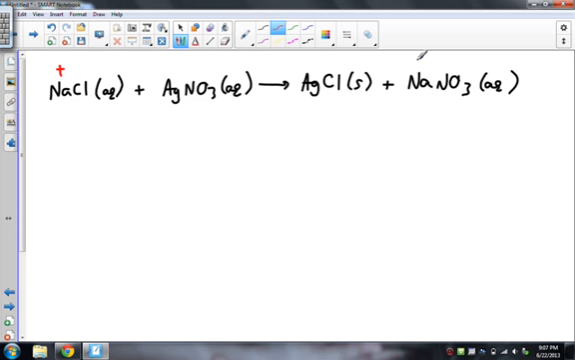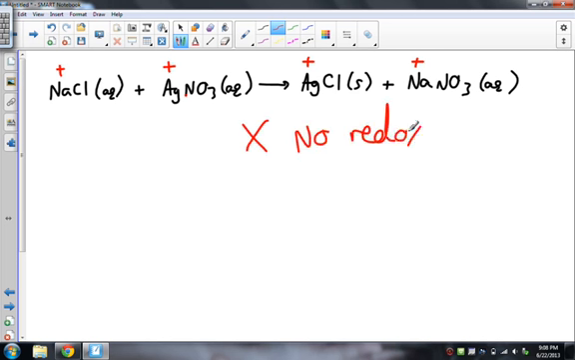Nitrate is -1, so the charge on sodium here is +1 as well. So from the reactant to the product, the charge hasn't changed. That's a bad sign if you want a redox reaction. Nitrate is 1 minus. We saw that over here, so that means the silver is +1 here. The chloride is -1, so silver is +1. Notice neither of my metals have changed their charge from reactant to product. That means no chance for a redox reaction.